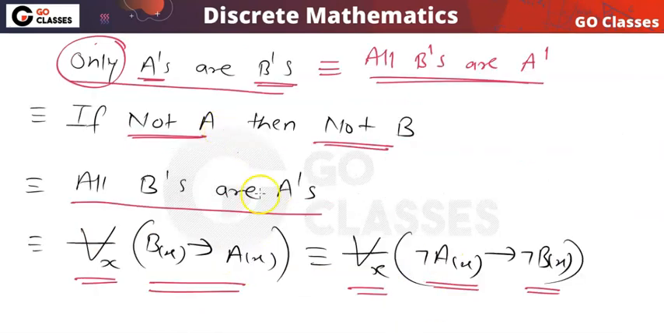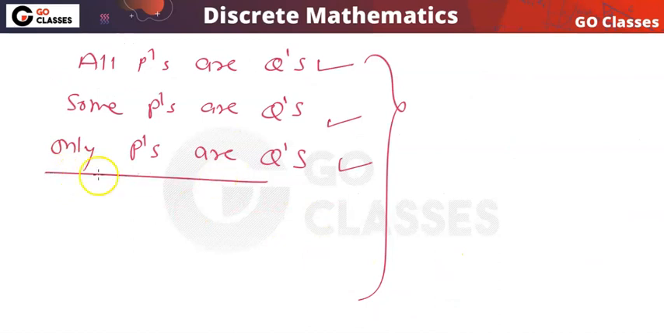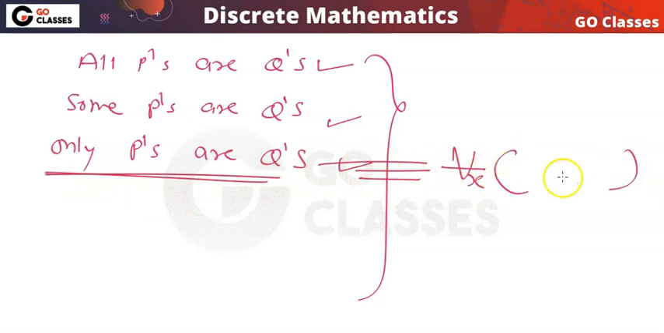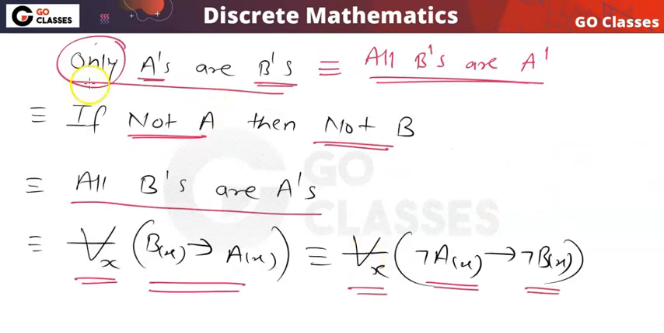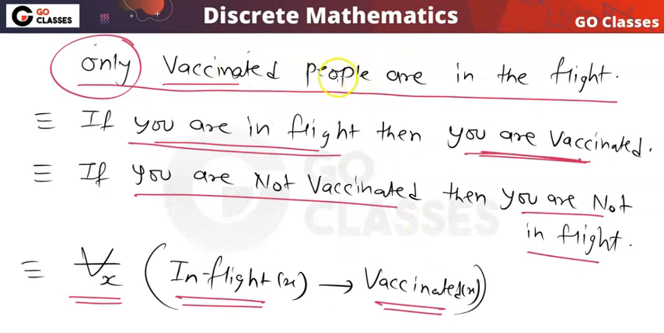So this is the basic template. Only P's are Q's. How can we write? We can write for all X, if it is Q, then it is P. You can notice only A's are B's means all B's are A's, so both these statements are basically equivalent. This is the example you can understand. If there is any confusion, just understand this example.